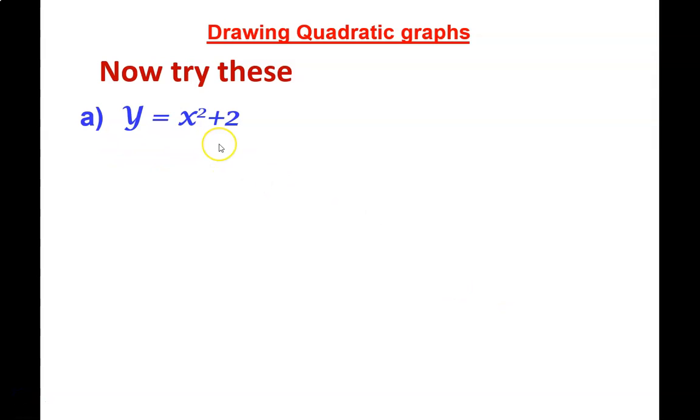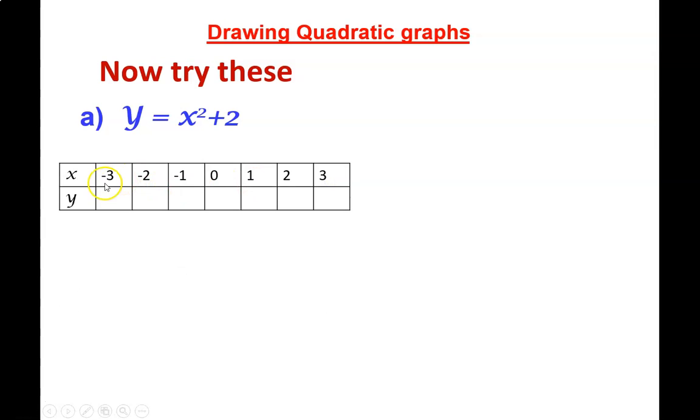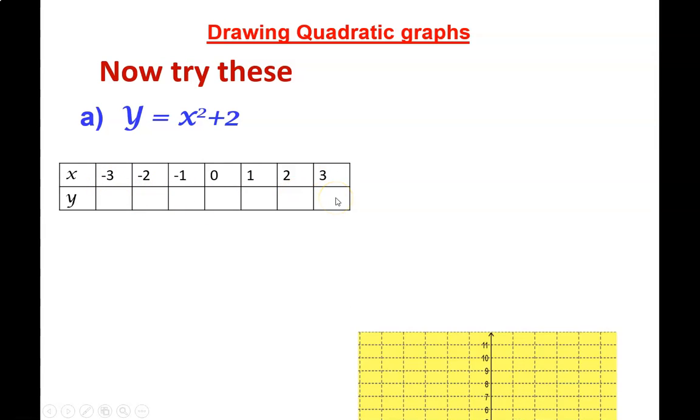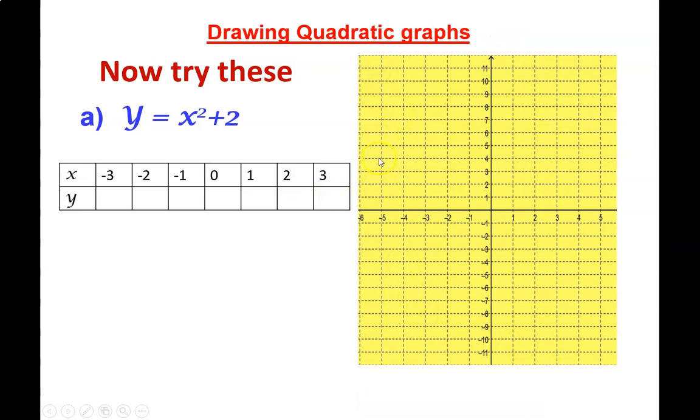Now, I got here a question for you to try. The question says, plot the graph of y equals x squared plus 2. As we said, you need a table, so for the table take x between minus 3 and 3. Complete this table. Use this grid to plot your points, and then you get your graph. You can stop the video now and try to complete this table and plot your graph.